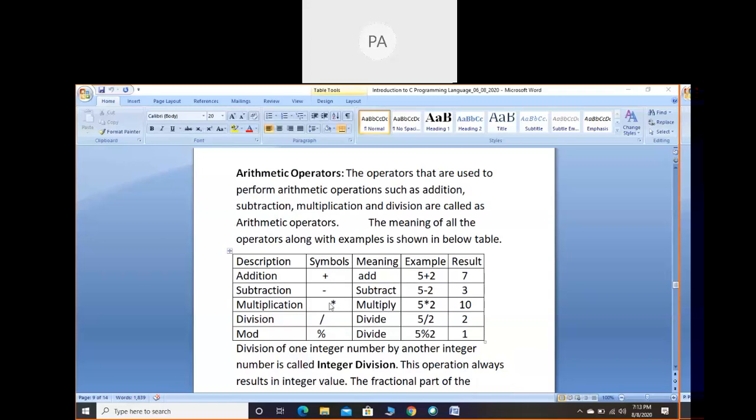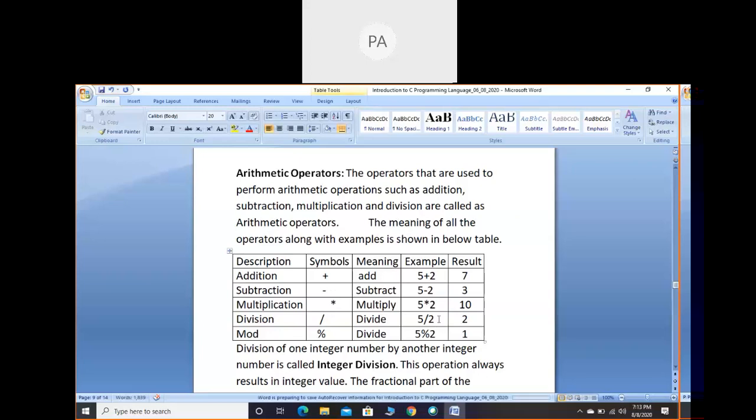Whereas in mathematics we use this symbol, that is x, or we can call it as into mark. But in programming language, computer language, we use the star symbol, for which it does multiplication. Then comes the division symbol, then comes the mod symbol. For the last two operators, remember operation is division only. Okay, that is 5 divided by 2. Again, for the last row, it is 5 divided by 2 only. Only thing is answer matters.